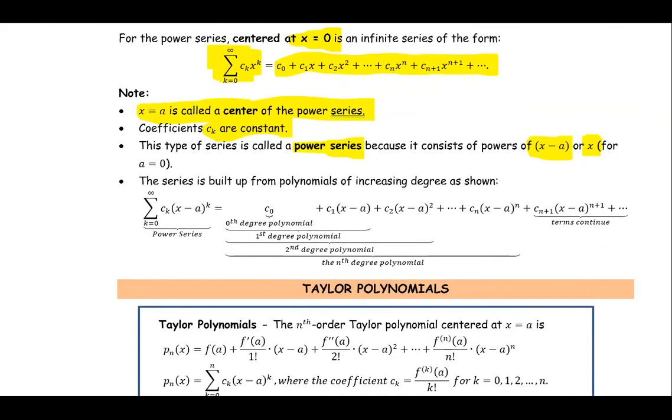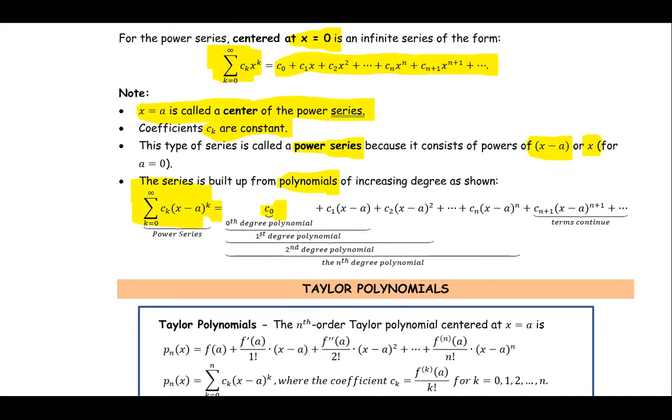The series is built up from polynomials of increasing degrees, as we see in the summation of c_k (x minus a) to the power k from 0 to infinity. This is the infinite series form, which we call the power series. On the right-hand side, in the expanded form, we have c0 plus c1 (x minus a) plus c2 (x minus a) to the second power, and so forth.